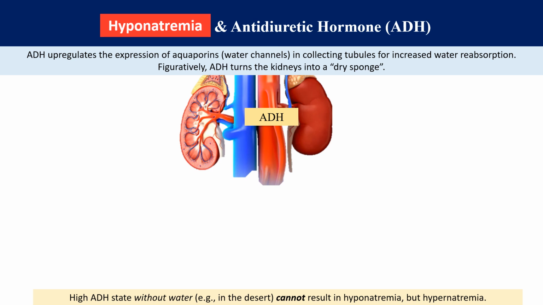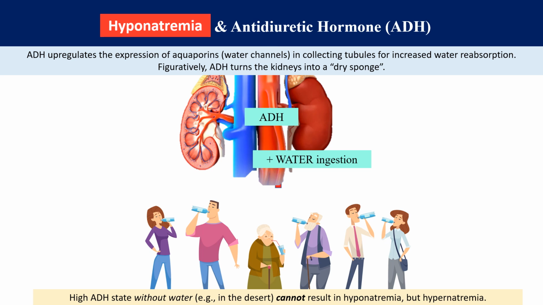In fact, individuals who are lost in the desert without water, their hypovolemic state may increase ADH release, but without water, these individuals will never develop hyponatremia. On the contrary, the continuing hypotonic sweat loss in these individuals will eventually lead to the development of hypernatremia. It is the combination of a high ADH state plus free water intake that causes hyponatremia.